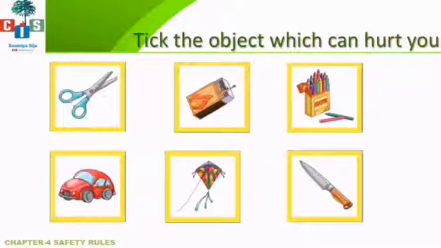So I will show you some objects. You have to find out what you see. There are so many different pictures, different things which may hurt you and which may not hurt you. So you have to tick mark. Take your pencil. You have to take out your page number 34, right? You have to tick which things will hurt you. See, the first one, what can you see? Scissor. Will it hurt you or not?